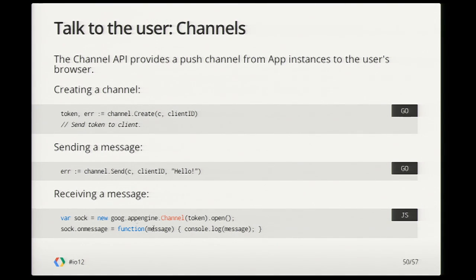And on the client side, there's some JavaScript. You just create a new channel object and open it, which returns a socket. And then the socket has an onMessage handler, which, when called, will pass a message object. So this code will just log the message to the console every time a message comes through. And there are also some other handlers to detect the opening of the channel, the closing of it, and errors and so on.